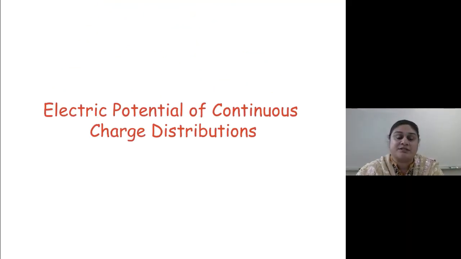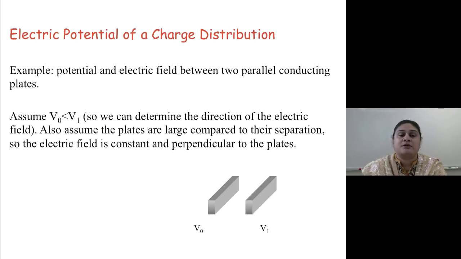The important thing is to calculate electrical potential when you have continuous charge distributions. For example, consider the potential between two parallel conducting plates. If you have two conducting parallel plates and an E field that goes from one plate to another, you can calculate the potential and then in fact what the electrical field will be.